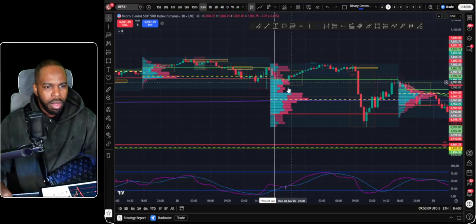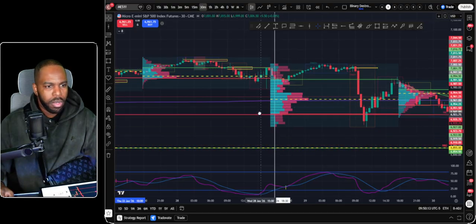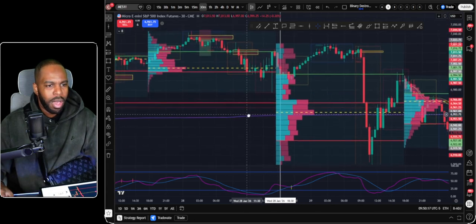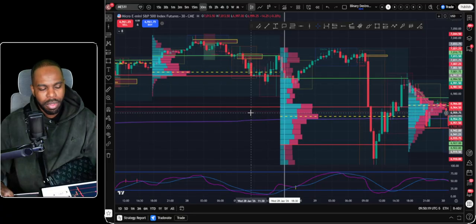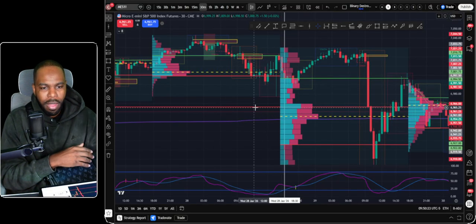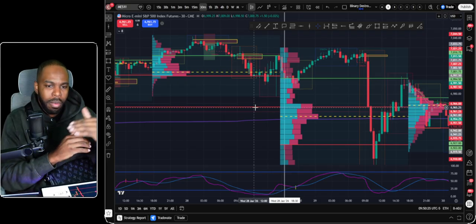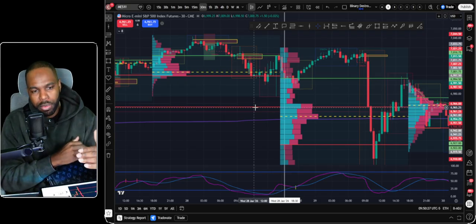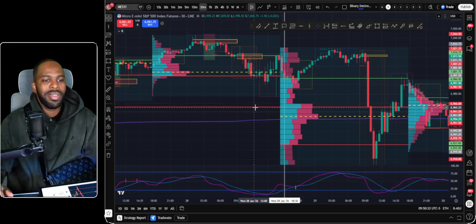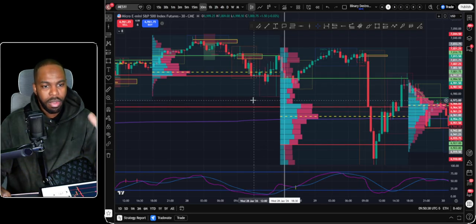So what I would do is get your horizontal tool and mark these levels off. Very important, I forgot to mention this: you want to do the previous day's value area high, previous day POC, and previous day value area low. You want to mark the previous day's point of control, value area high, and value area low. You want to mark out those key levels from the previous day.